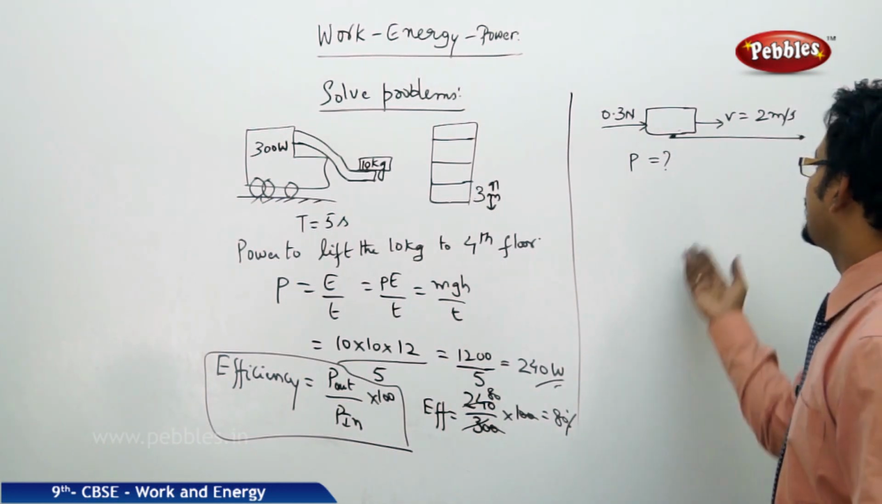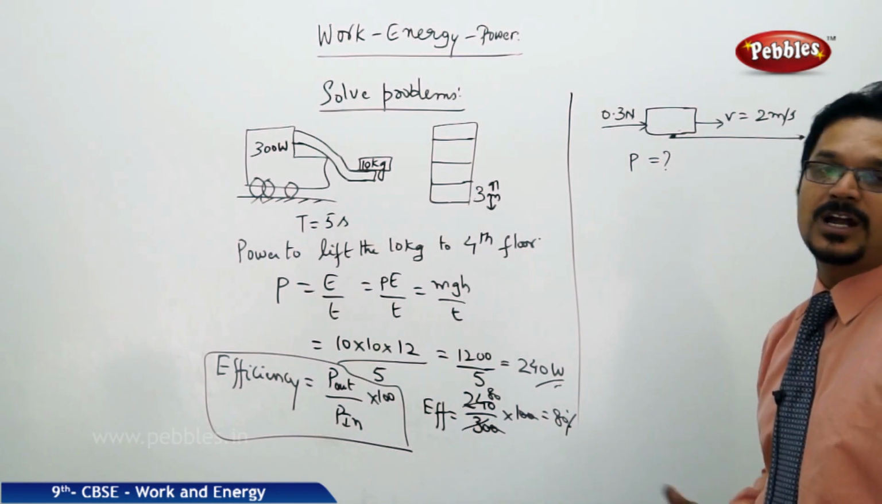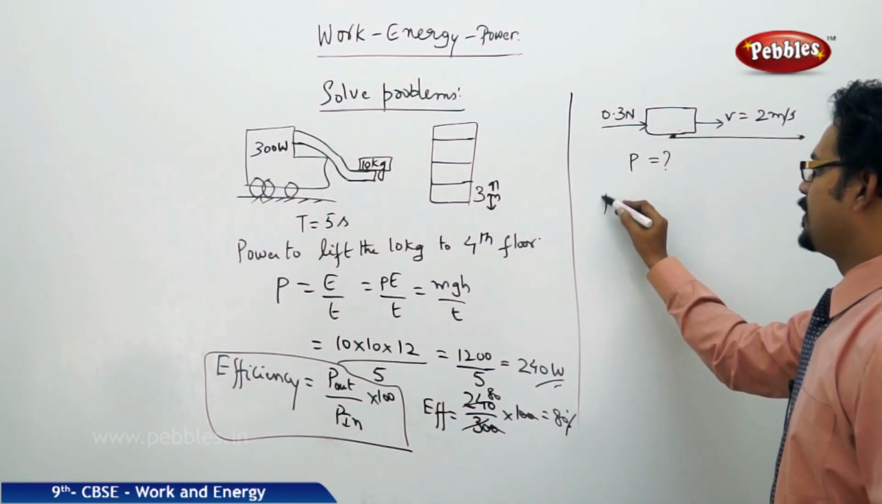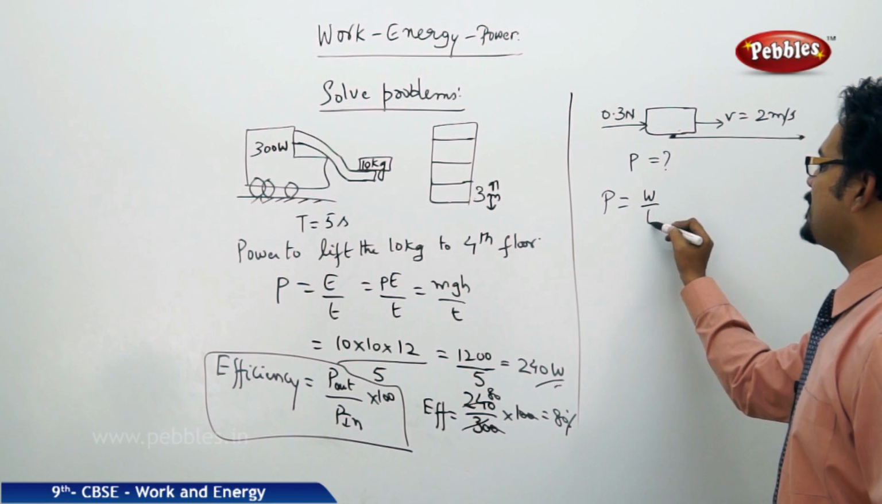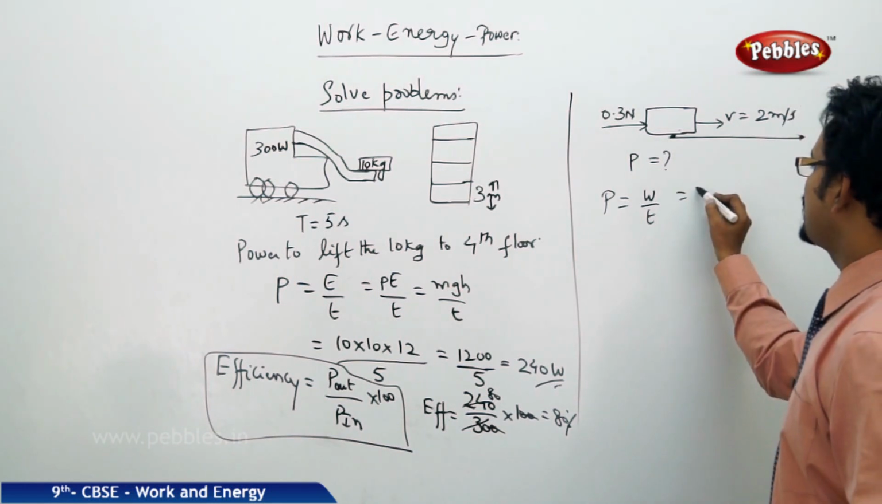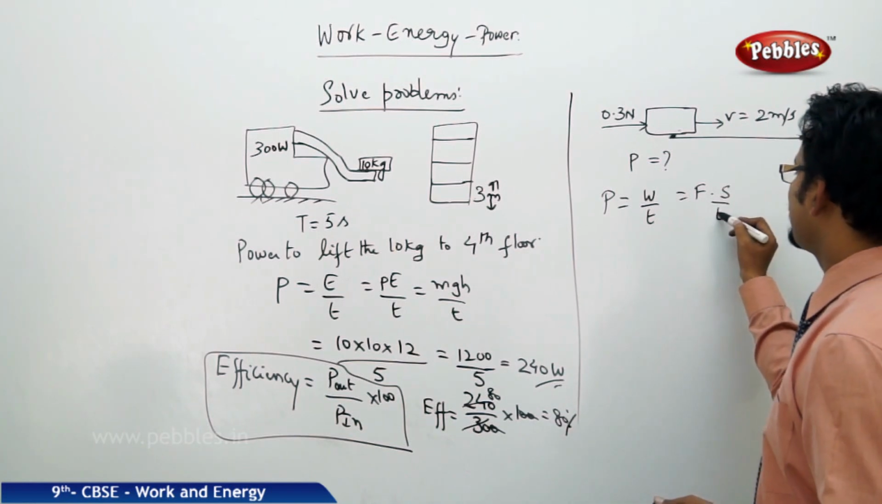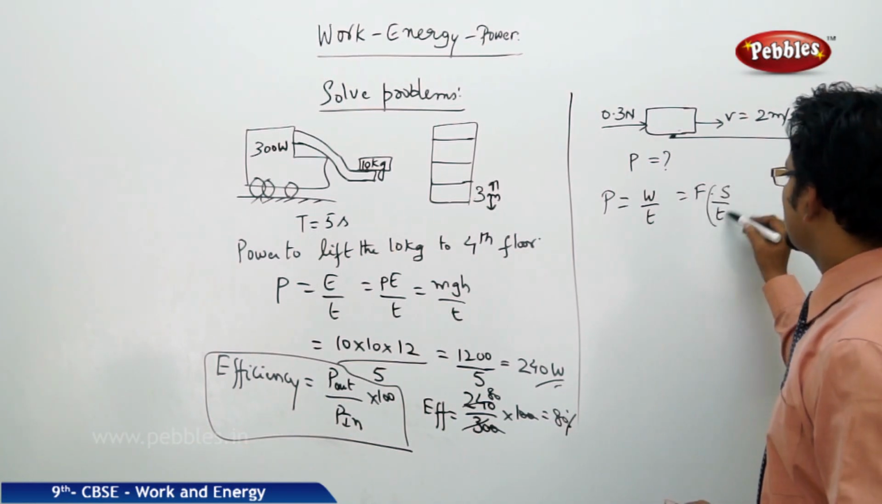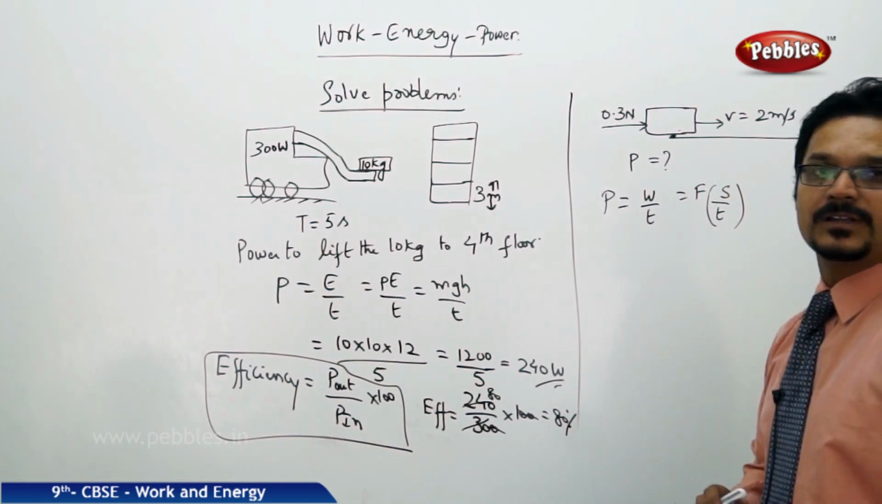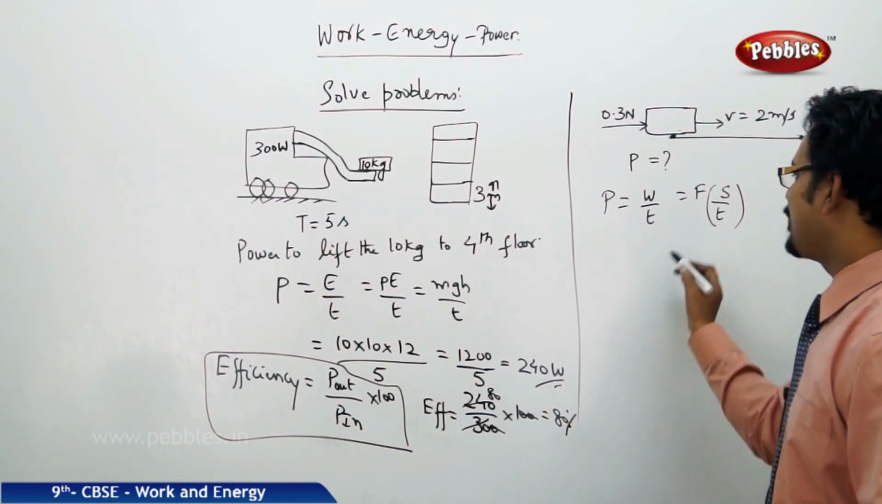Potential energy by time is not going up, so potential energy can't be used. So what to do? See, P equals work by time. Work is also called force into displacement, as we know, by time. But if you see here, S by T, distance by time or displacement by time.